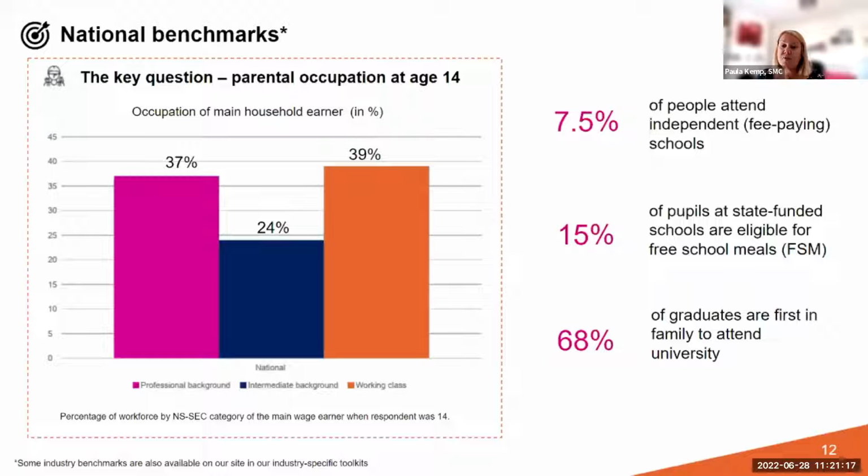And on the right hand side I just repeat those figures in terms of the national benchmarks for people who attended independent fee-paying schools, people at state-funded schools who are eligible for free school meals, and those graduates who are first in family to attend. And I think those can definitely tell you a story when you look at them within the framework that we've previously talked about. So if we go to the next slide, please.